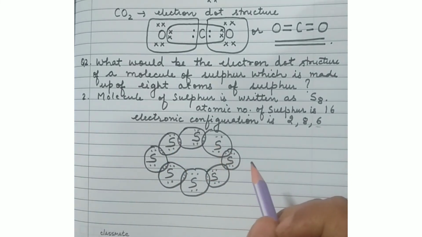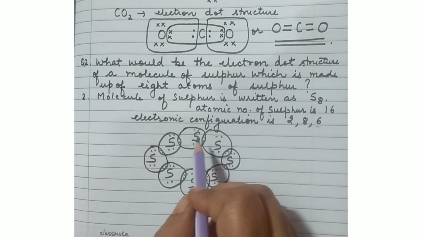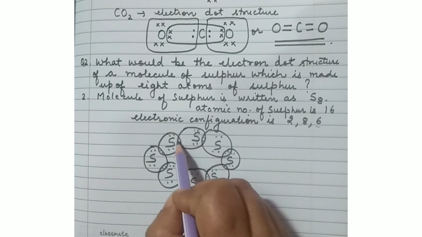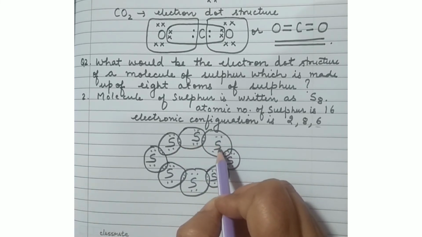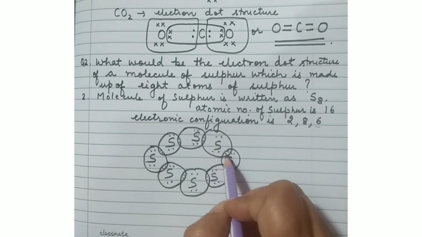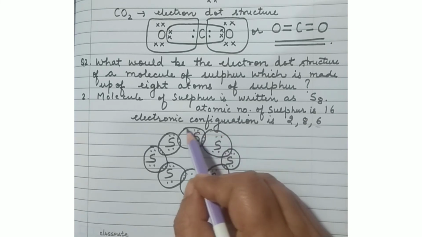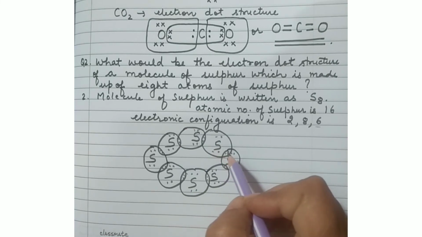Now count the single sulfur atom. How many electrons are now present here? 1, 2, 3, 4, 5, 6, 7, 8. Similarly, count this sulfur atom also. 1, 2, 3, 4, 5, 6, 7, 8. It means each atom of sulfur is satisfied with 8 electrons in the outermost shell.